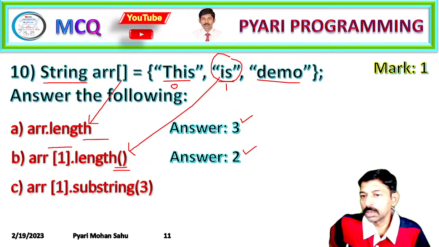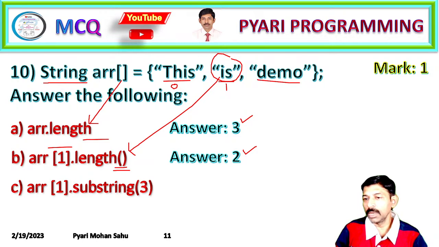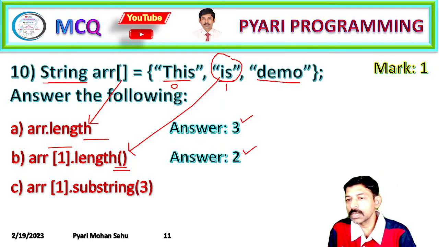Amrit Senapati says don't know, sir. Amrit Senapati, which class, beta? Udita says error. Sanchita says index out of bound exception.